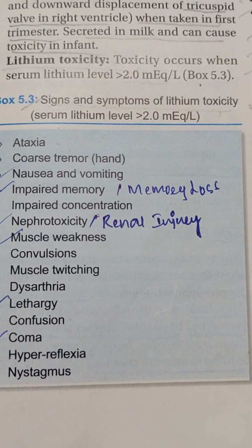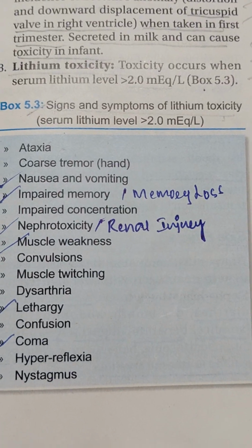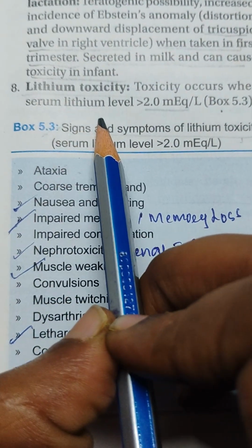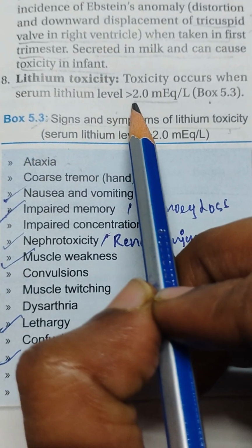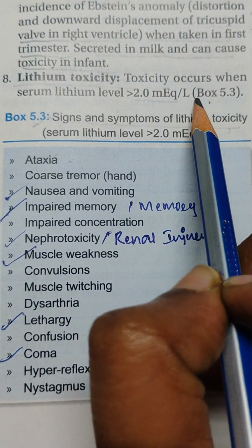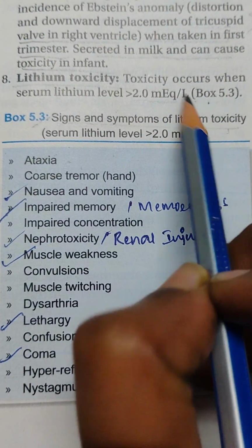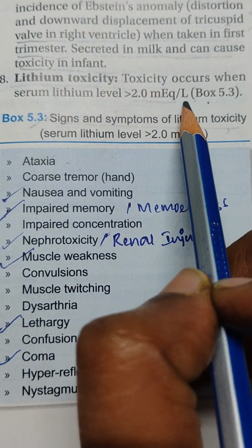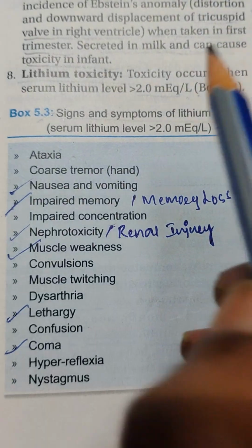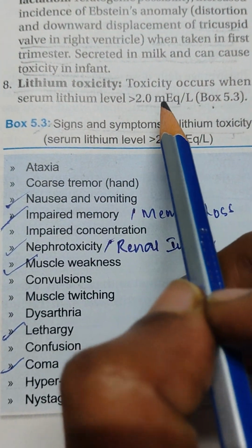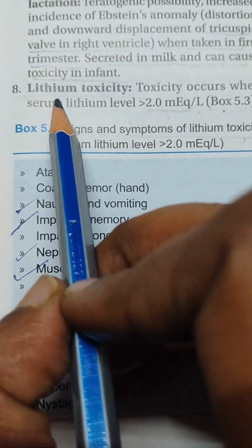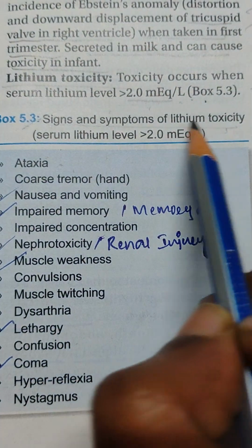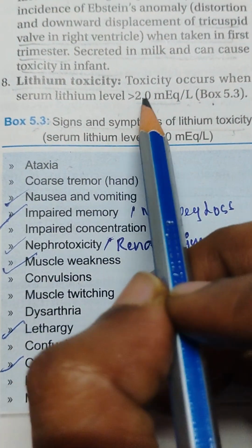So when we say lithium toxicity, if the serum lithium level is above 2.0 milliequivalent per liter, that is the situation you can call lithium toxicity. So what are the signs and symptoms we can see at this time?